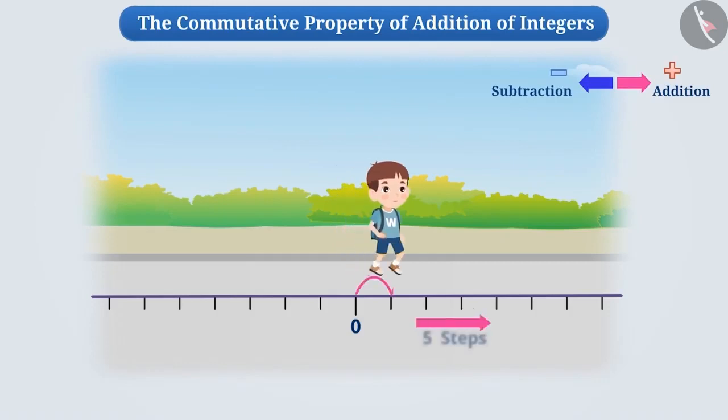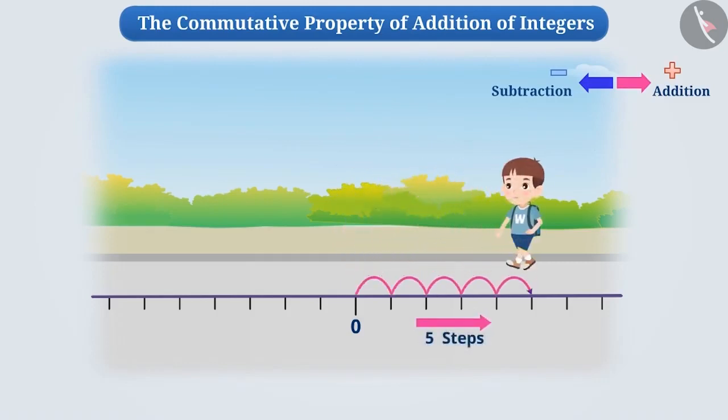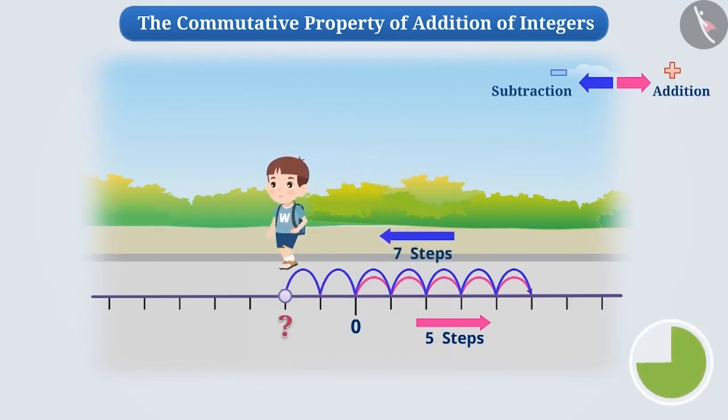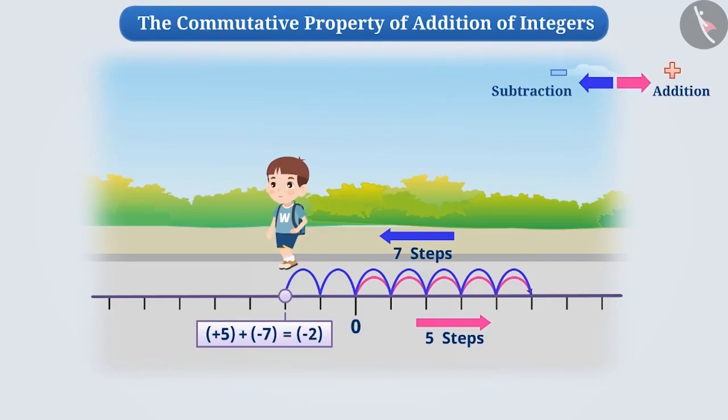Suppose Vipul walks 5 steps forward and then takes 7 steps backwards. What will be his position? Think for a while. Let me tell you. To find his exact location, we have to add plus 5 and minus 7. This will give us the result minus 2.